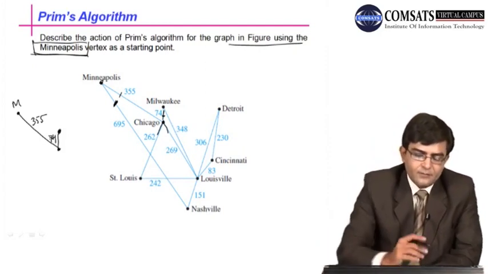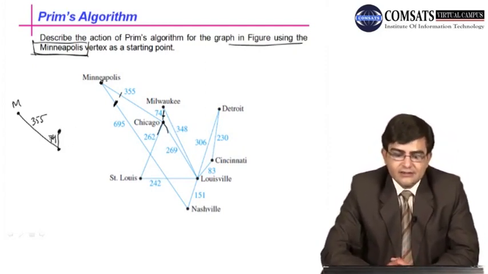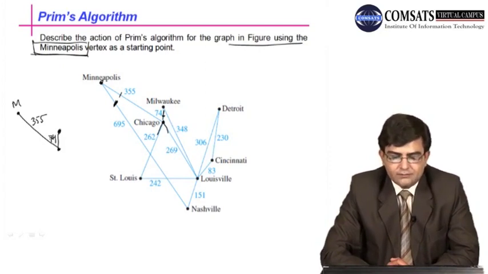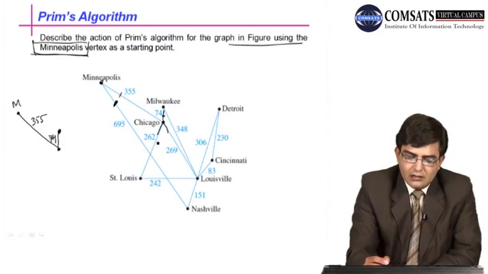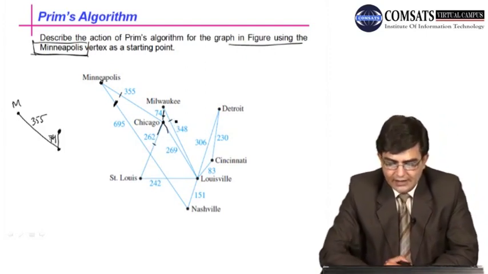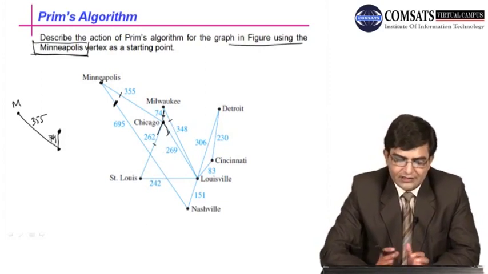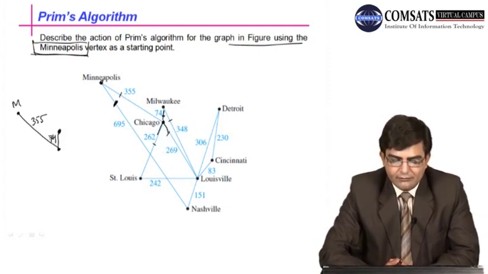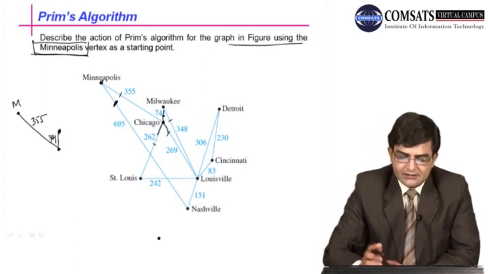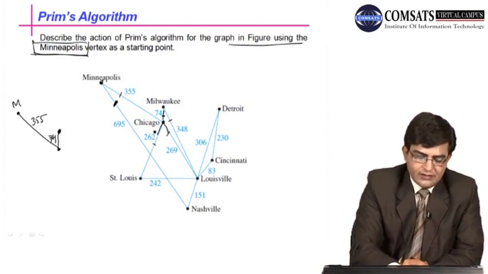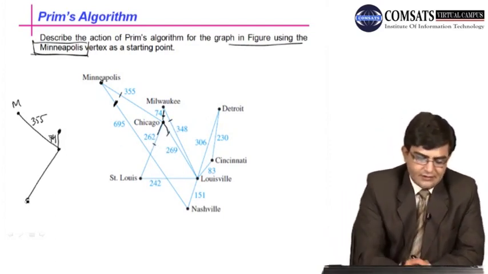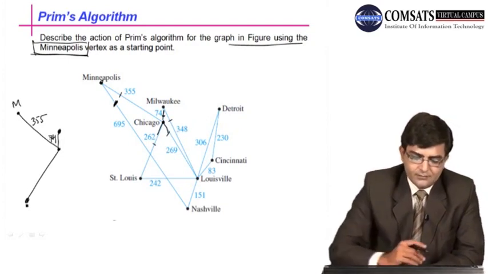Now we have three vertices. Now we see all these three vertices, and we see the weights of all these edges connected to these three vertices. We have 695, we have 262, we have 348, we have 269. So all these edges are connected to these three vertices, and the minimum weight among all these edges is basically 262. So we connect 262 with St. Louis, this city which has 262 weight.